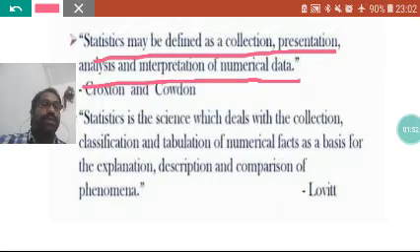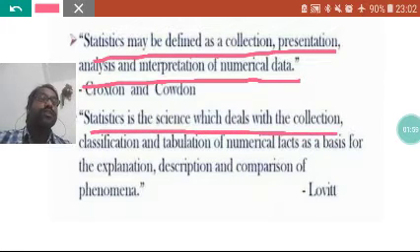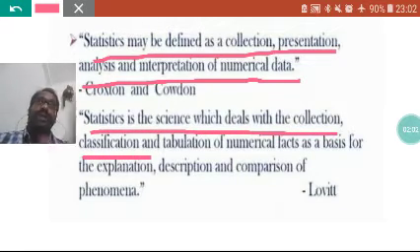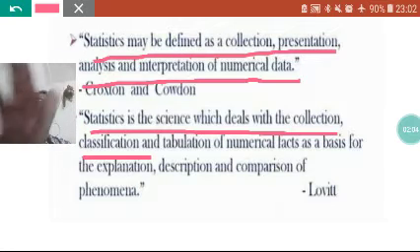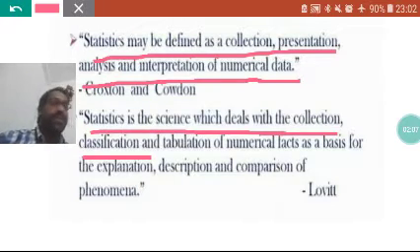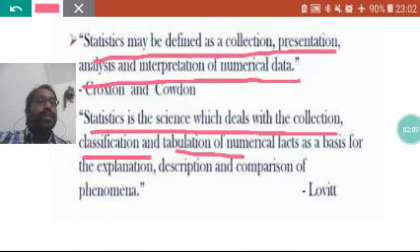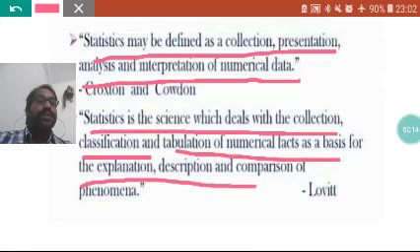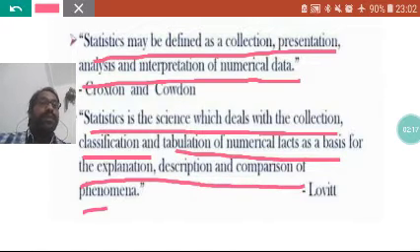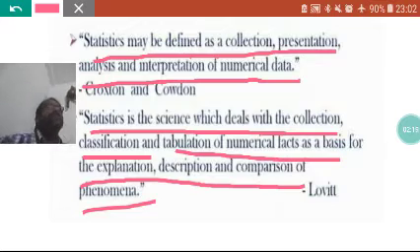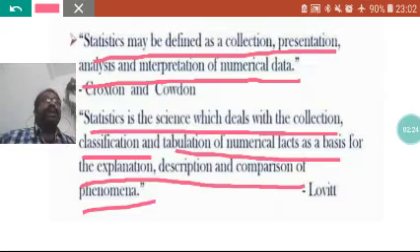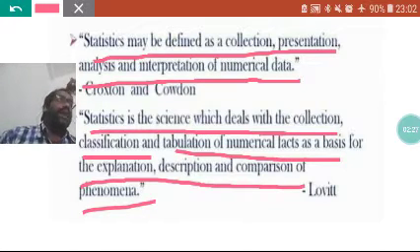It is really that thing only. Or some scientists, some mathematicians have said that statistics is the science which deals with the collection, classification (you keep same things at the same place, different things at different places), and tabulation of numerical facts as a basis for the explanation, description, and comparison of phenomena. Suppose anything has happened, we collect all the information regarding that, and then we analyze the data.